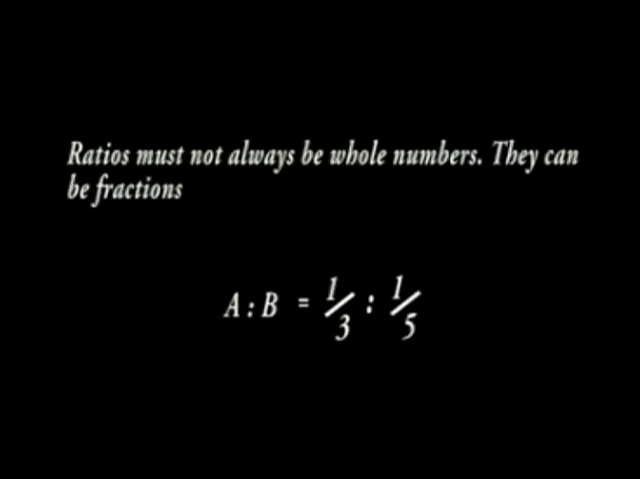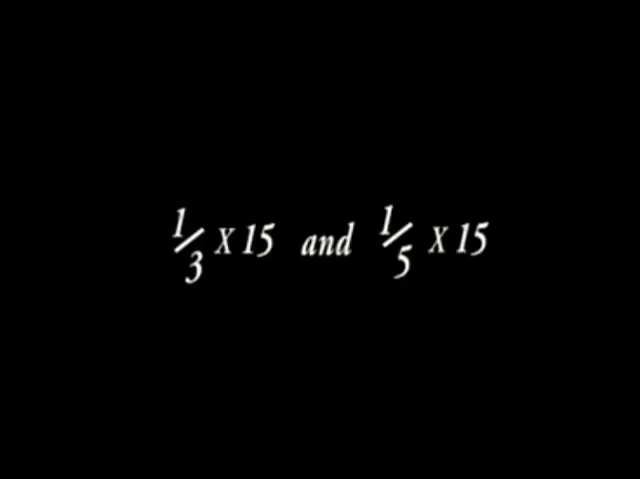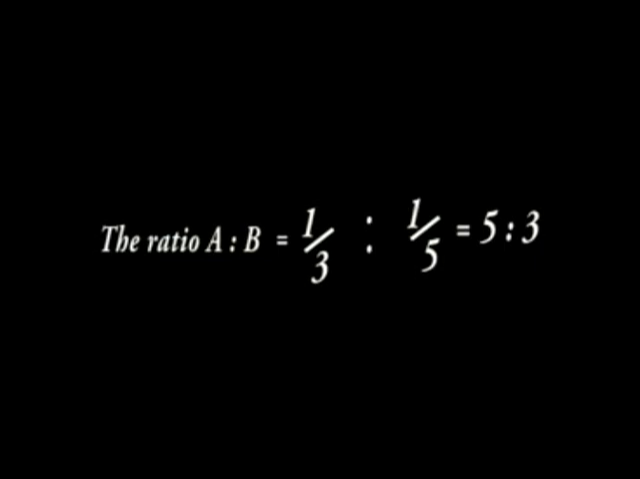However, it is always safer and easier to work with whole numbers. To convert fraction ratios into whole numbers, we multiply them with the LCM of their denominators. That is, a third times 15 and a fifth times 15, so that the ratio becomes 5 to 3. The ratio A to B is equal to a third to a fifth, which is equal to 5:3.